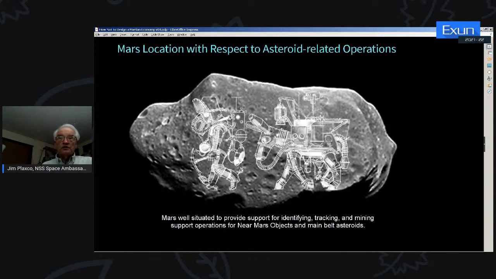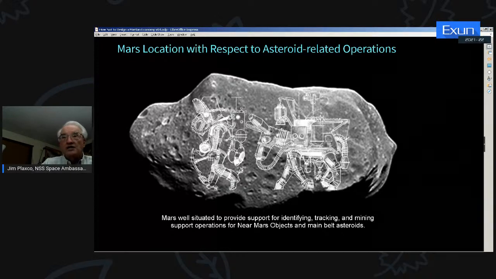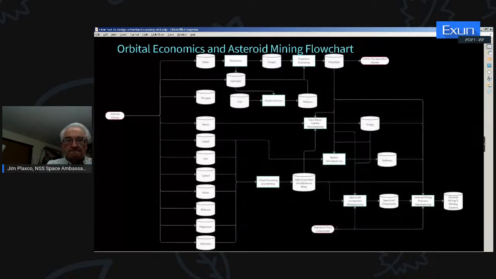Another edge we had was our proximity to the asteroid belt and near Mars objects. So a focus on support of asteroid mining was another advantage for Mars, particularly since Mars would be far more likely to be a consumer of asteroid resources than the Earth. So why ship construction materials from the Earth that we have a hard time getting on Mars itself when we could import them from the asteroid mining operations?